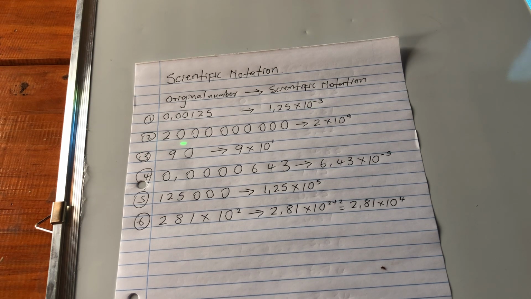So let's come to number 2. Number 2 is 2, and how many zeros? 9 of them. The comma here is not visible, but it is here. That's where the comma is positioned. Now we have to shift it until we reach 1 or 2 or 3, 4, 5, 6, 7, 8, 9. In this case, we are going to shift it to the left. Remember, in the previous one, we were shifting it to the right.